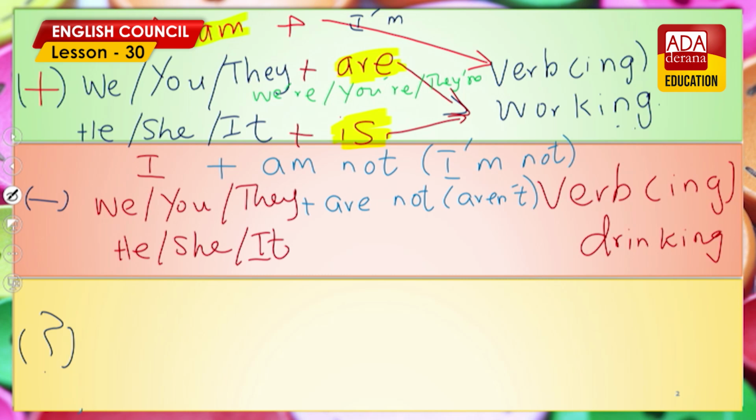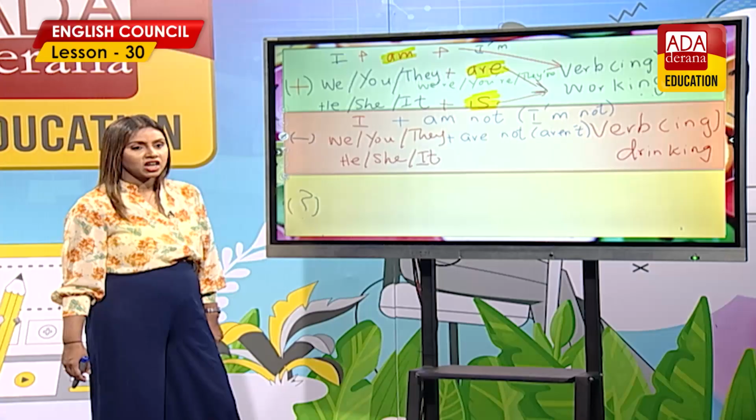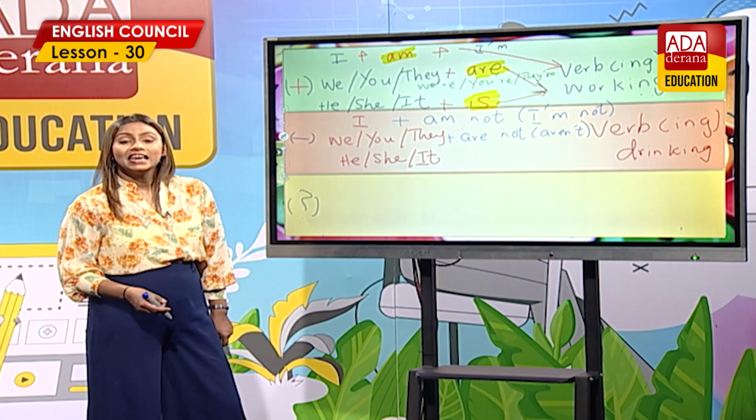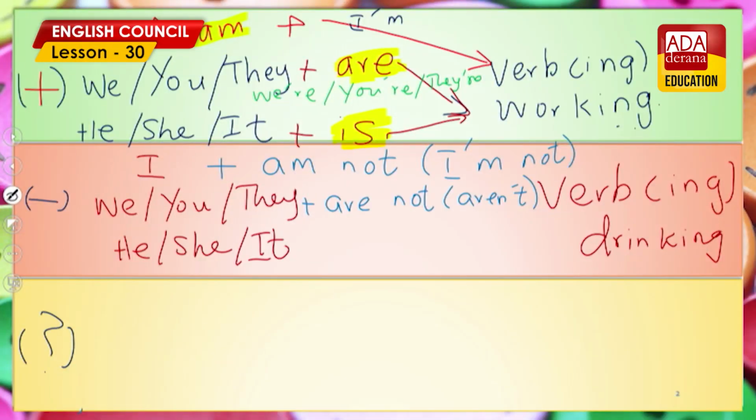Okay? Right? We aren't drinking. You aren't drinking. They aren't drinking. So what is it with he, she, it? Look at the screen. He, she, it comes with is not. Is not, you can say this as isn't. Isn't. There is a small z sound here, isn't. So he isn't, she isn't, it isn't.